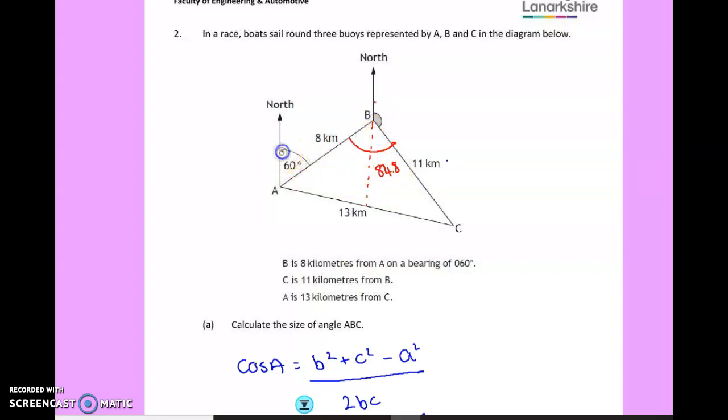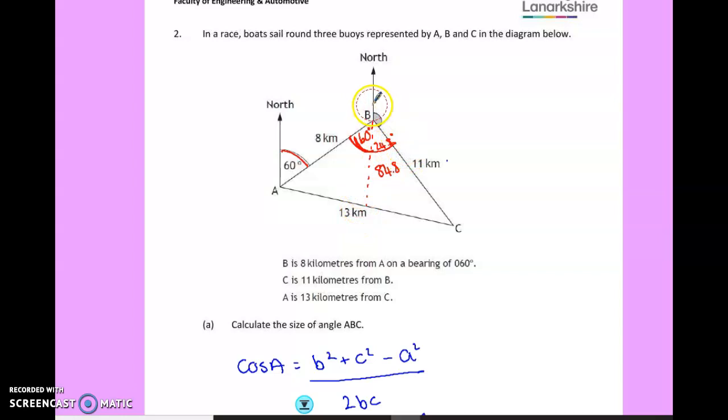I also know that 60 there and this part here must be the same because here we've got an alternate angle. It's a Z angle between the 2 north lines. North lines are always parallel. Let's make these Z shapes. So that is 60 degrees. If that is 60 degrees, this side of it must be 24.8 degrees.